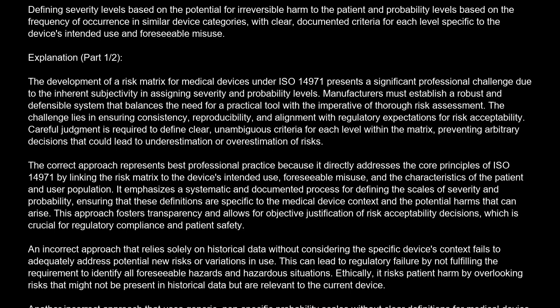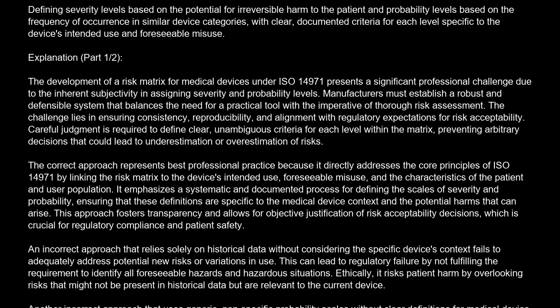This approach fosters transparency and allows for objective justification of risk acceptability decisions, which is crucial for regulatory compliance and patient safety. An incorrect approach that relies solely on historical data without considering the specific device's context fails to adequately address potential new risks or variations in use. This can lead to regulatory failure by not fulfilling the requirement to identify all foreseeable hazards and hazardous situations. Ethically, it risks patient harm by overlooking risks that might not be present in historical data but are relevant to the current device.